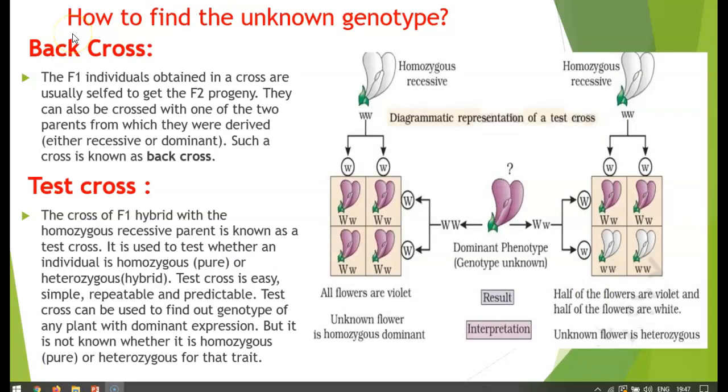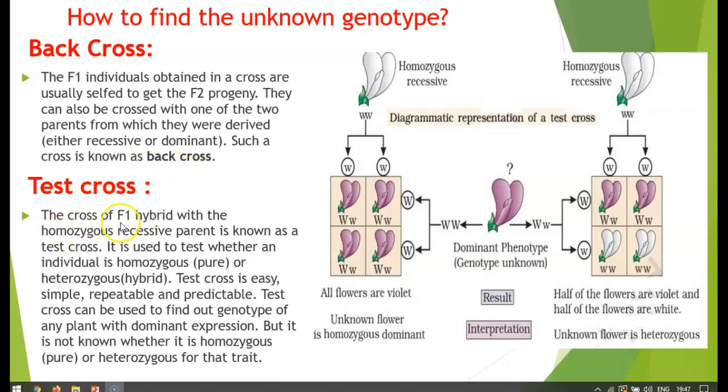Okay, now we come to the next topic, that is how to find the unknown genotype. We have two ways of crosses, that is a back cross and a test cross. Back cross: the F1 individuals obtained in a cross are usually selfed to get the F2 progeny. They can also be crossed with one of the two parents from which they are derived, that is either the recessive or the dominant. Such a cross is called a back cross.